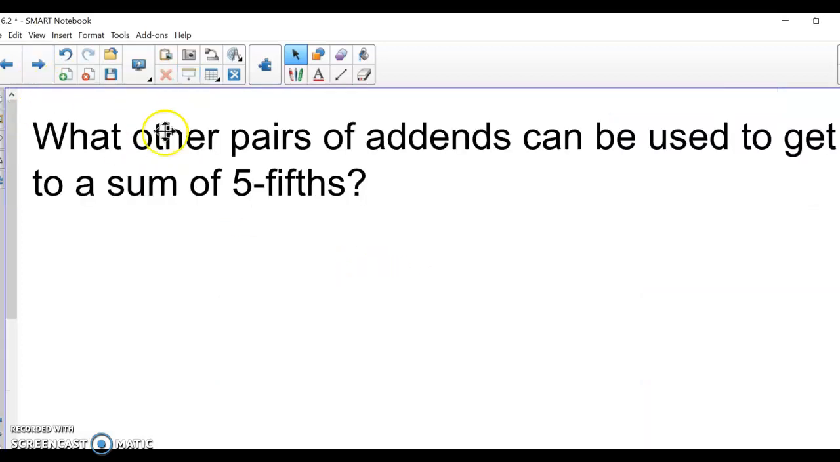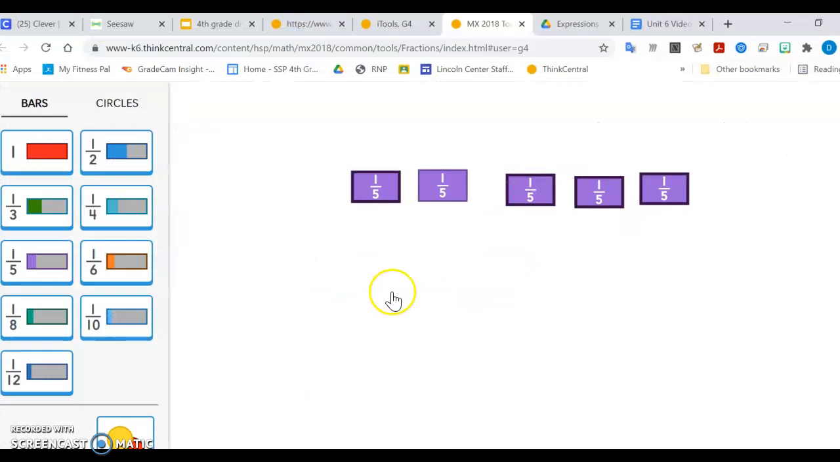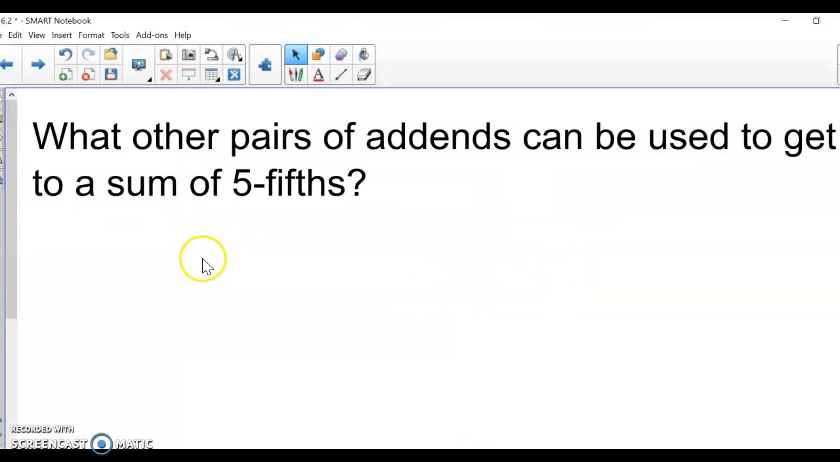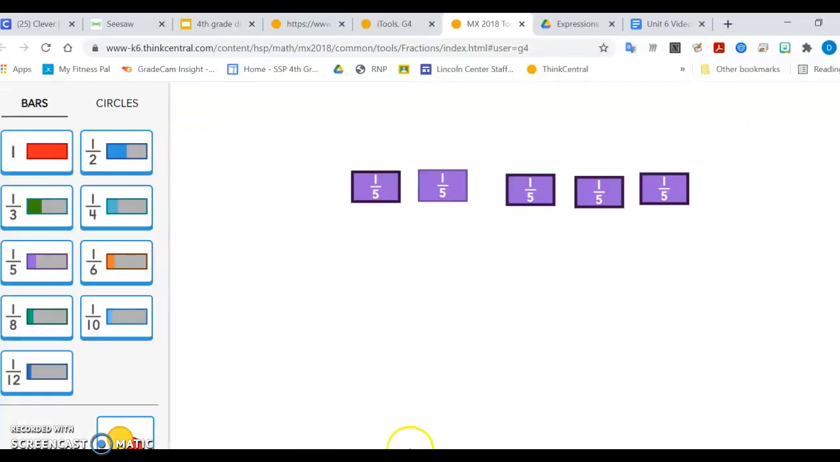So today, what's really going to come in handy are either your fraction strips, or you're going to probably want to use your iTools in Think Central today. So we're going to focus on how many ways can you add to get to 5/5, right? What pairs of add-ins? So we're going to take two pairs, and we want to be able to get to ultimately 5/5. So I have my 5/5 up here, and what we mean by this question is, what are the different ways we can do it?